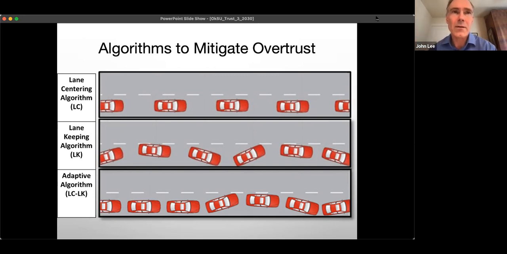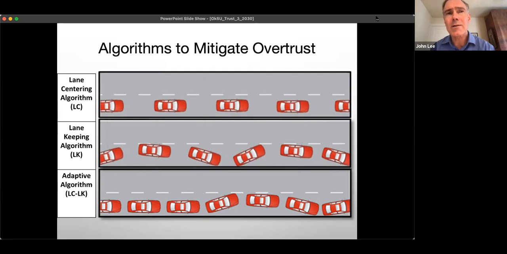The second one is a lane keeping algorithm that doesn't strive to keep your car in the center of the lane, it strives to keep your car in the lane. So it will wander around a little bit, indicating that it's not the one in control. You're the driver responsible, not it, and you need to attend to its imperfect ability to control.